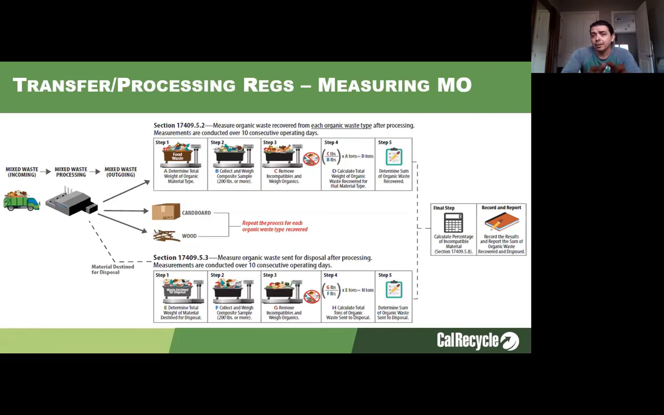And as Martin mentioned, this measurement protocol is done over 10 consecutive operating days. And that happens every reporting period, which, if you look at the regs for the reporting periods, happen quarterly.